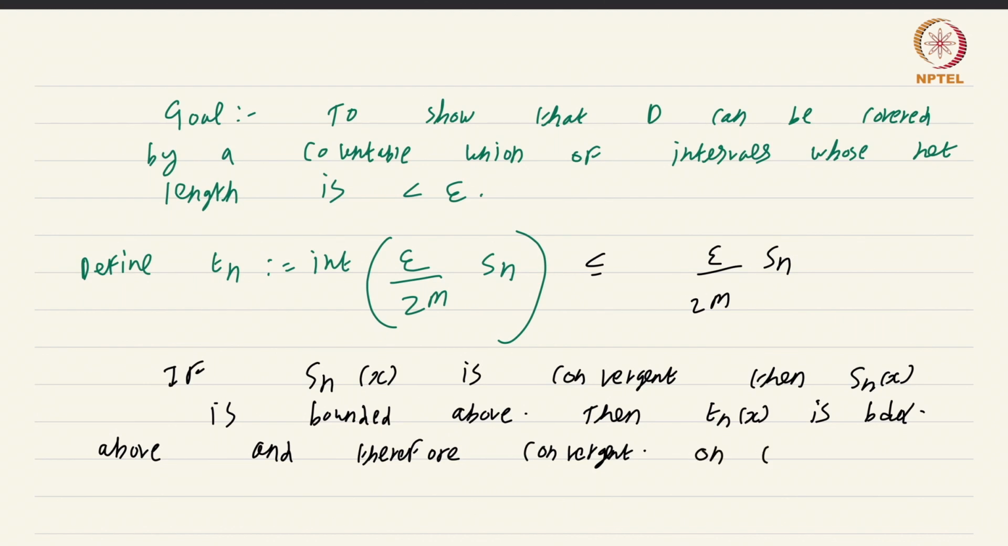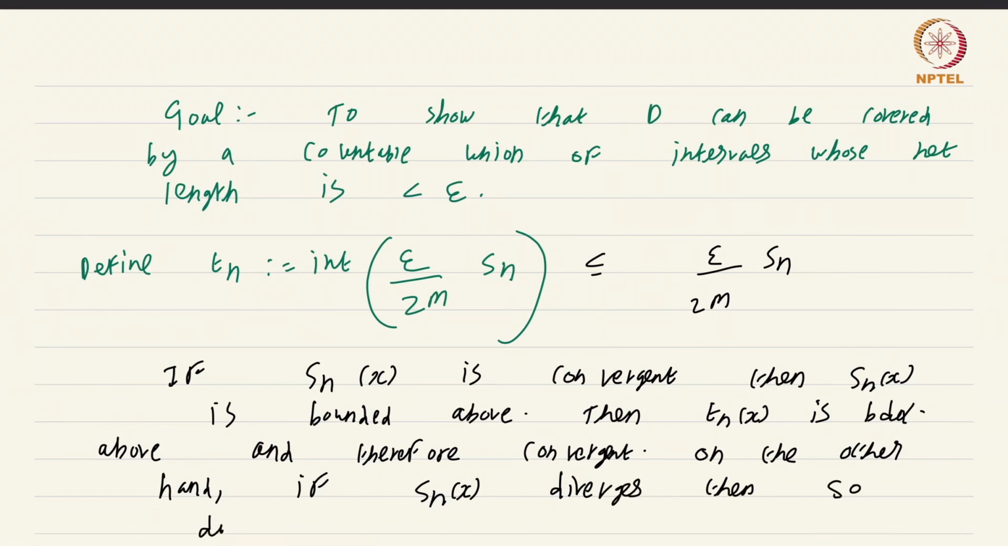On the other hand, if Sn(x) diverges, then so does Tn(x). That's straightforward to see just by the way Tn has been defined. If Sn(x) diverges, then so does Tn. Well, Tn is integer valued. How can a non-negative integer valued sequence diverge? Well, the only way by which it can diverge is if it increases its value by +1 infinitely often.